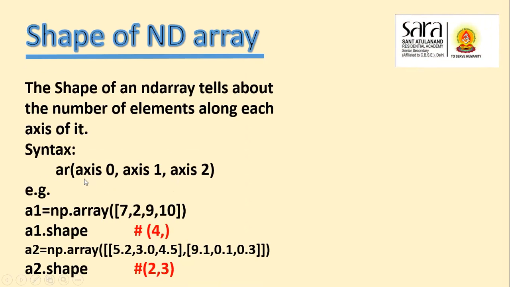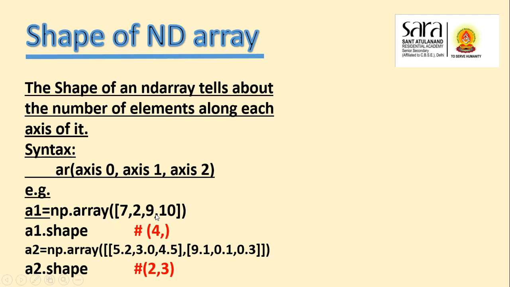Okay, now we are talking about the shape of an ND array. Earlier I told you axis 0, axis 1 and axis 2 will be there, meaning how many elements are there in axis 0, in axis 1, and in axis 2. Now 7, 2, 9, 10. We are talking about this array. If we create it with the help of a list, the shape will be only 4, because here only axis 0 will be there and it shows 4 elements. That's why 4 is here.